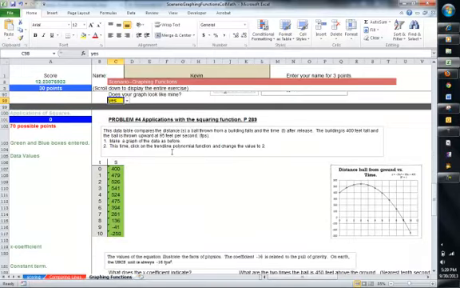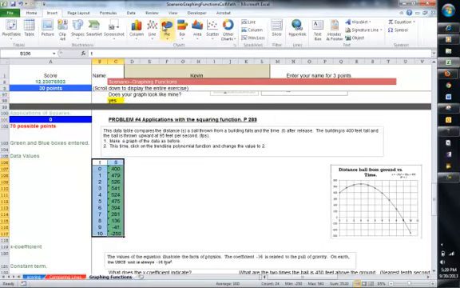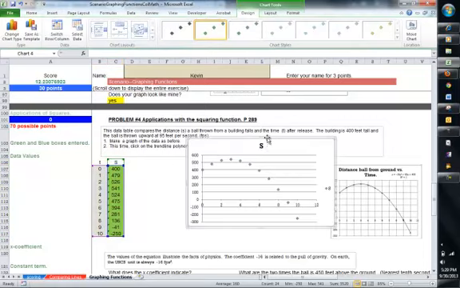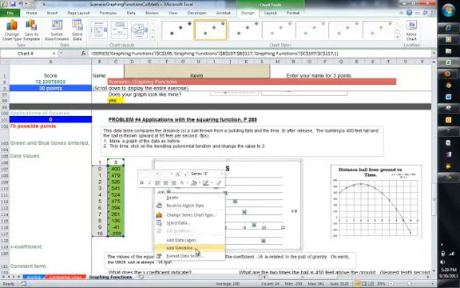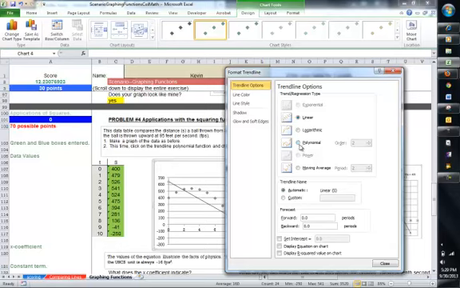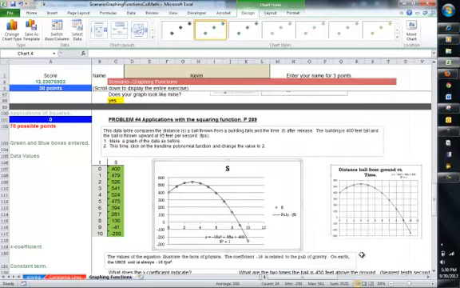The data table compares the distance s that a ball thrown from a building falls at the time t after release. The building is 400 feet tall, and the ball is thrown upward at 95 feet per second. Make a graph of the data. Insert scatter plot. This time, click on the trend line that is polynomial and display equation on the graph.